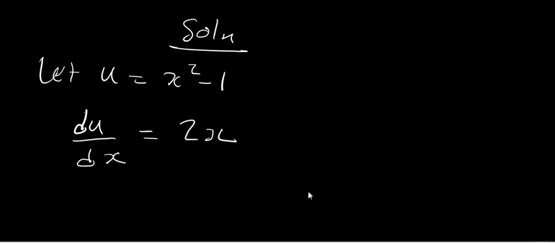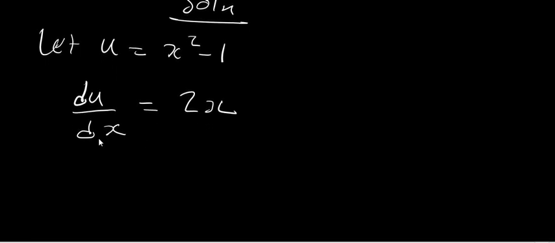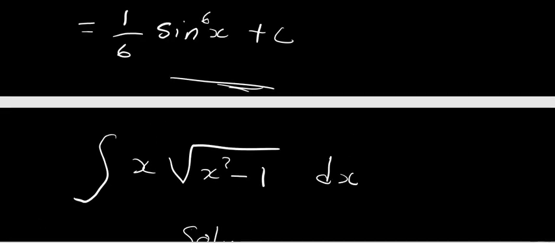2x. And then from there, if you work it out, you're going to find that du is simply equal to 2x dx. But the only thing that we need to replace in our original expression is what? x dx.